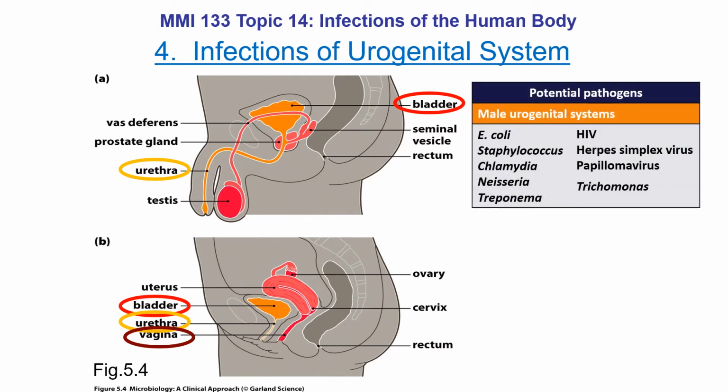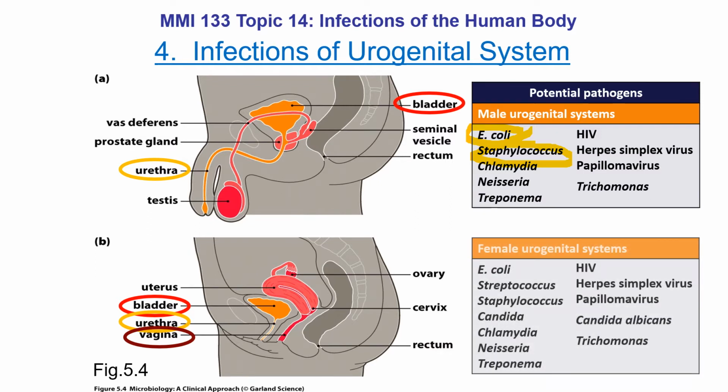So what kind of pathogens are we talking about here? A big long list. Sexually transmitted organisms. Of course, we have E. coli on here. We have Staphylococcus on here. Like I said, they seem to be part of every single list of pathogenic organisms. If we look at the female system, we've got E. coli again. Streptococcus is in there as well. Staphylococcus. We've got Candida, so yeast infections, and then all those sexually transmitted infections.